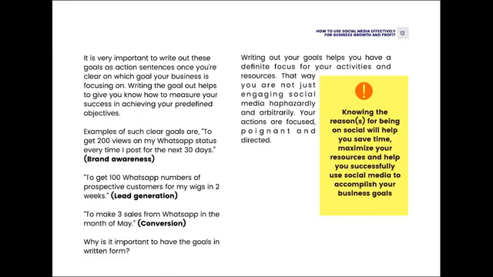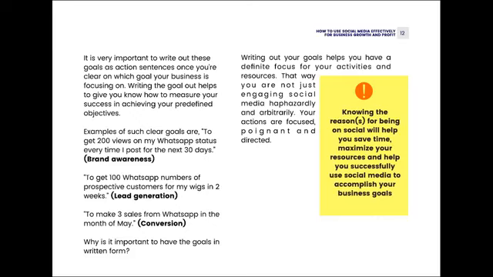This is a SMART goal. It is specific, measurable, achievable, realistic, and time bound. There's 30 days to it, and everything is very clear. A lead generation goal, for example, will be to get 100 WhatsApp numbers of prospective customers in 2 weeks. And then a conversion goal will be to make 3 sales from WhatsApp in the month of May. So these are clear. It's very important that you are clear.